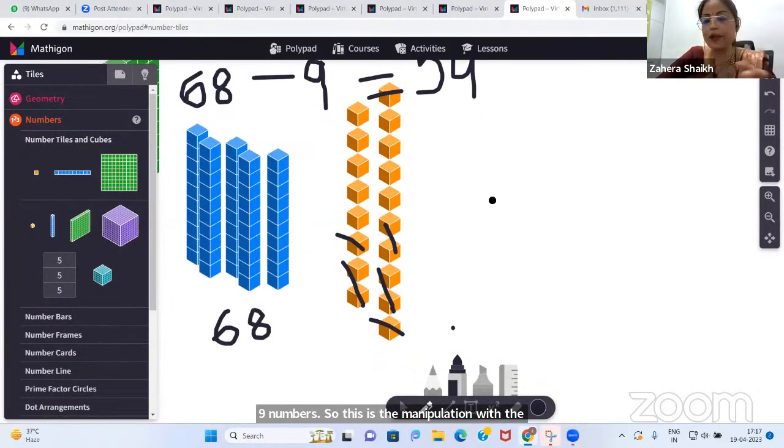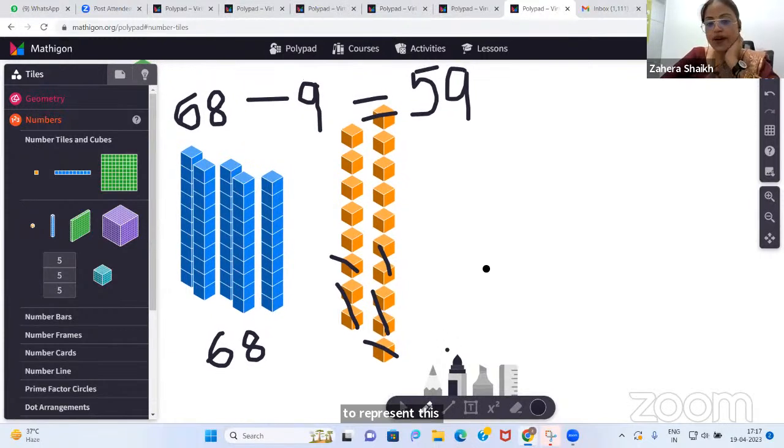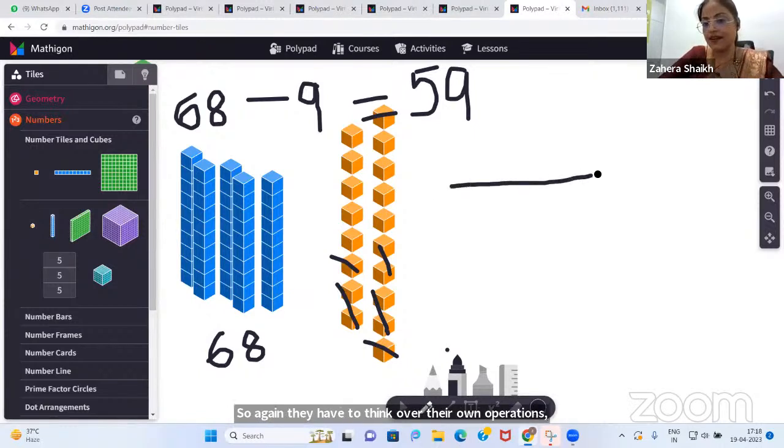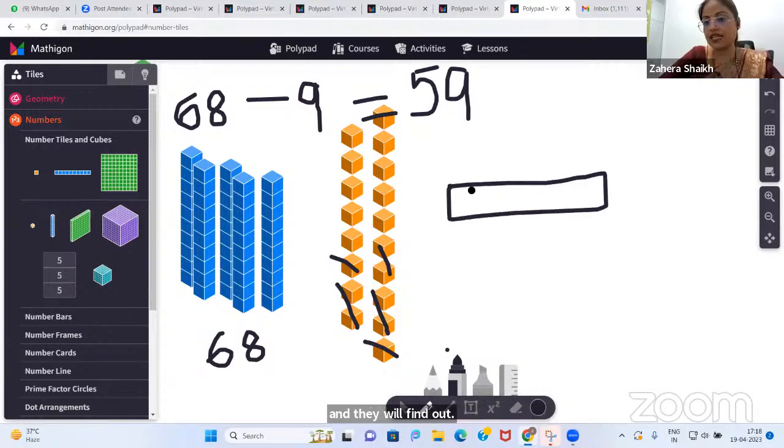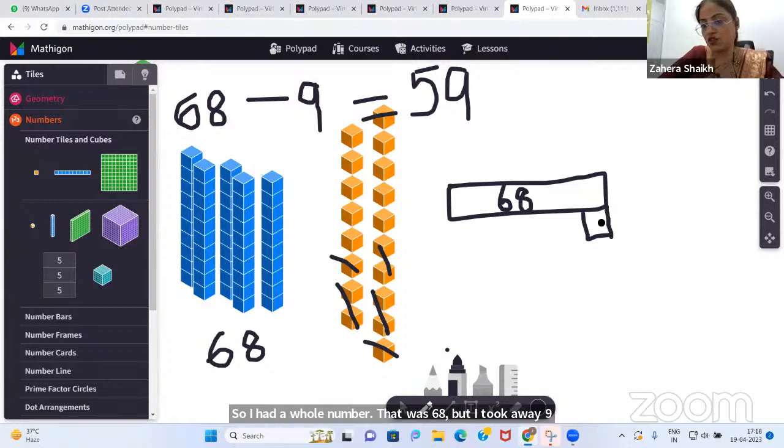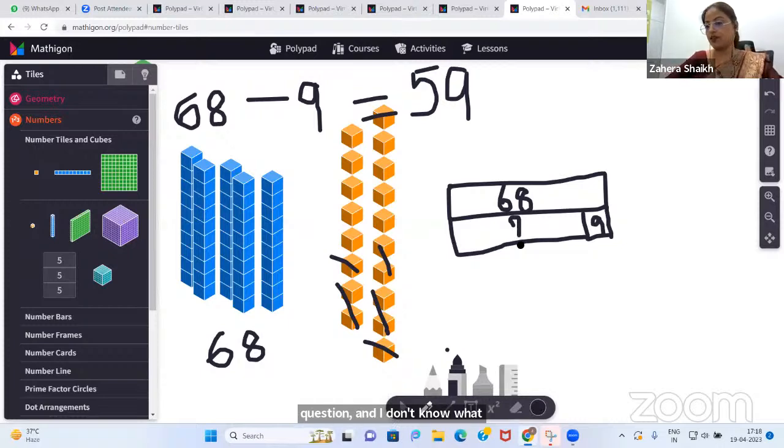They are handling the manipulative, but if I want them to represent this picture or this operation, how am I expecting my children to represent it? Again, they have to think over their own operations and they will find out. So I had a whole number that was 68, but I took away 9 out of it. So this would be the representation for this question. And I don't know what is left.